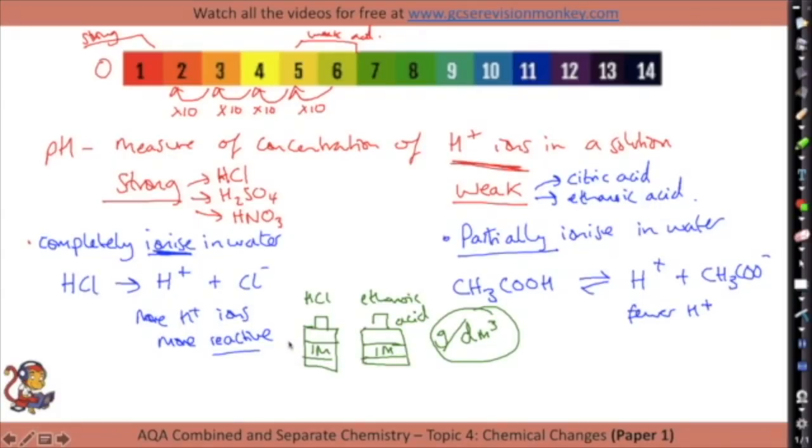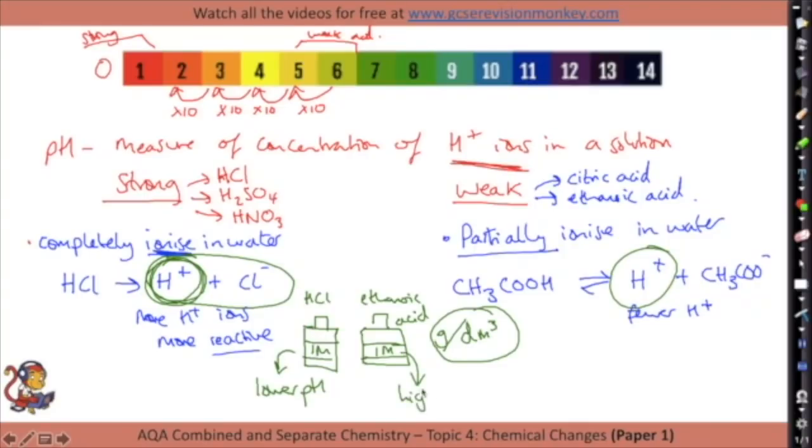However, because this one will be completely ionising in water, producing lots of hydrogen ions, this will be a stronger acid with a lower pH, whereas this ethanoic acid here will only partially ionise in water, so it will be a weaker acid with a higher pH.